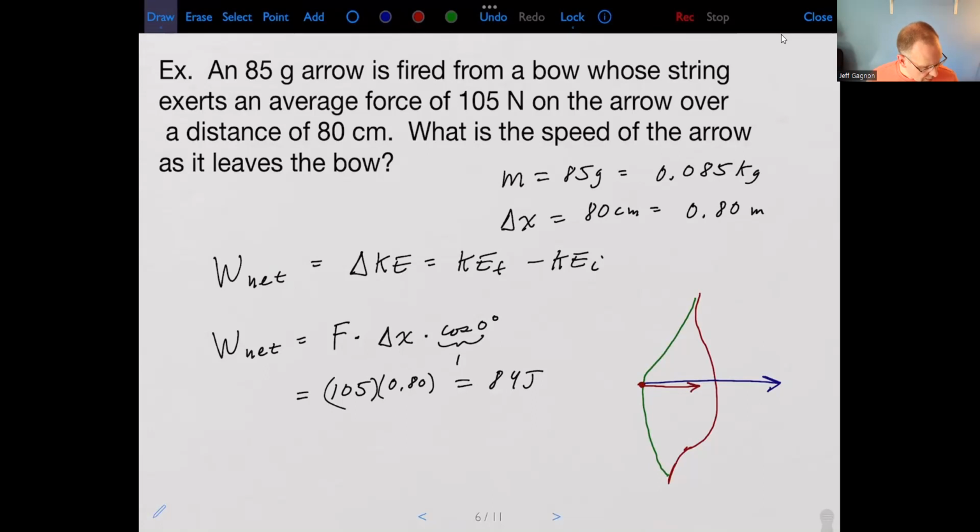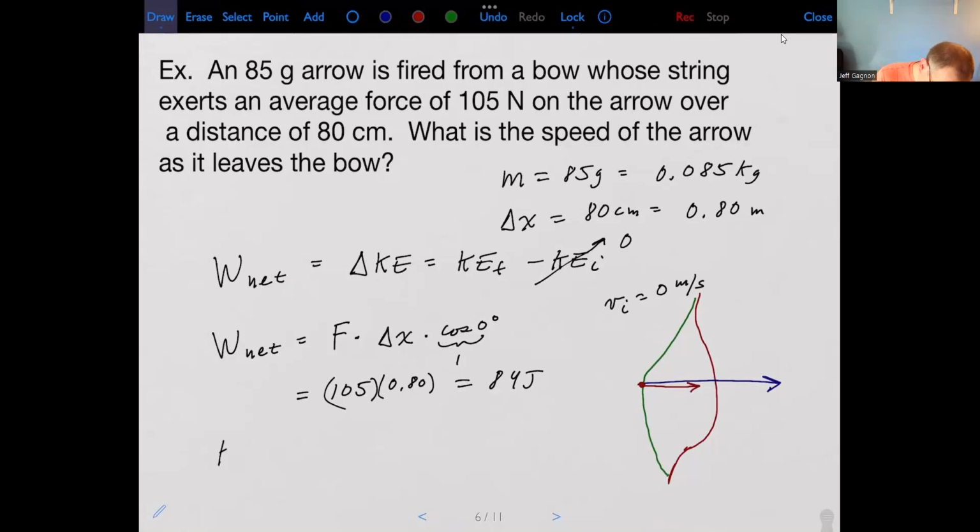Okay, what else do we know? We also know that the arrow starts at rest, so the initial kinetic energy is just 0. This term is going to be gone. Why is that? Because the initial velocity is 0. If I plug in 1/2 mv squared and that v is 0, the initial kinetic energy is going to be 0.